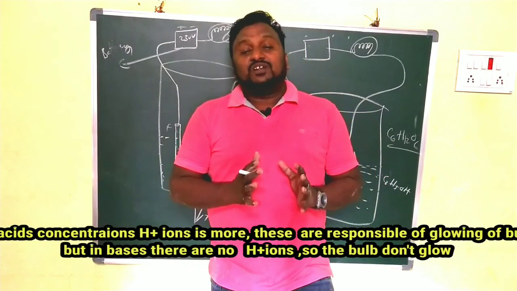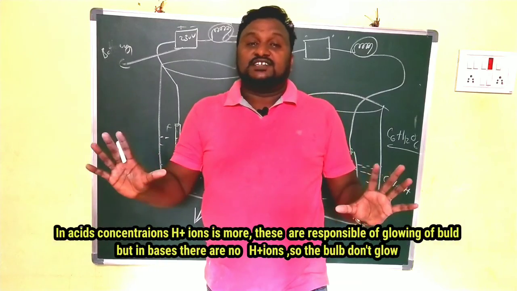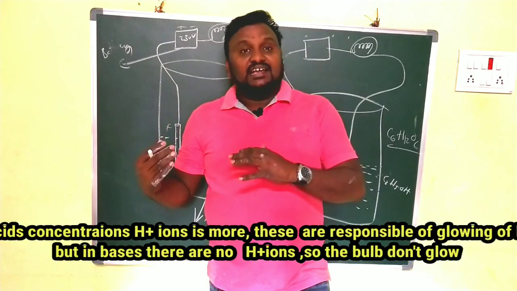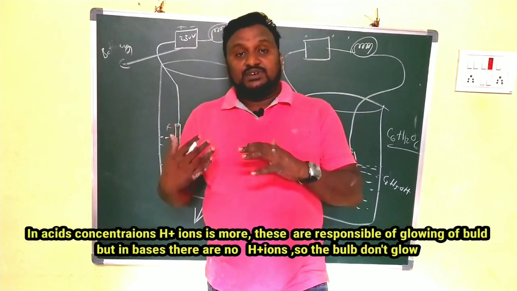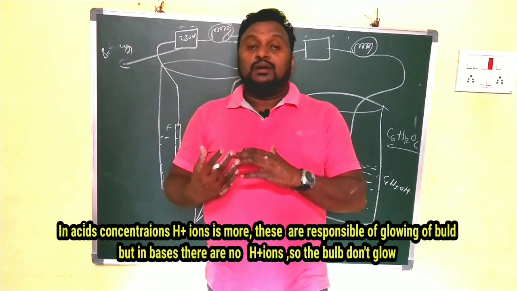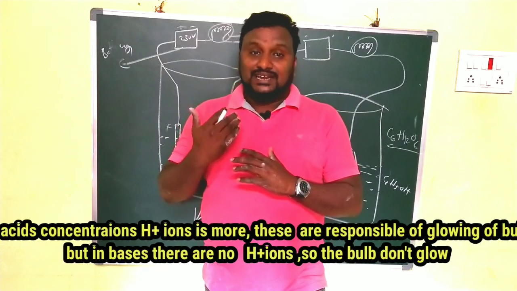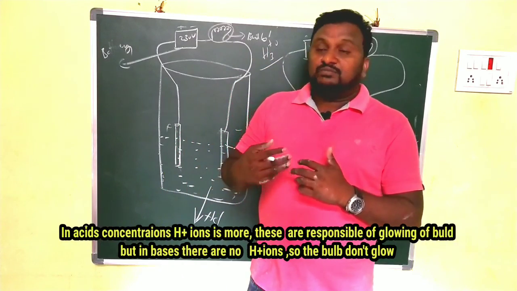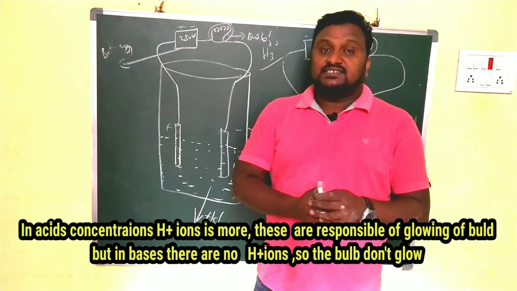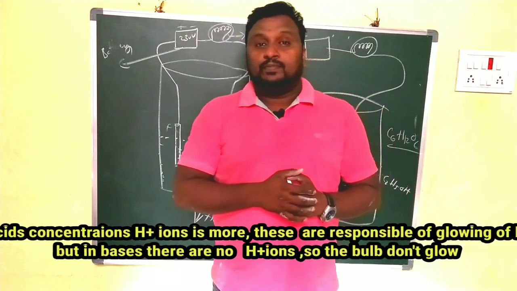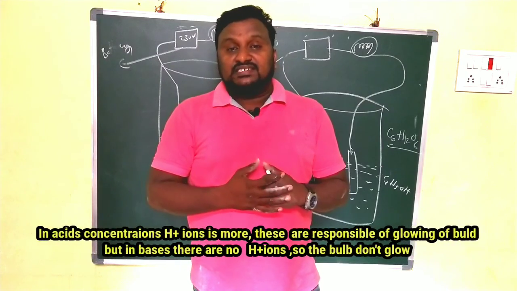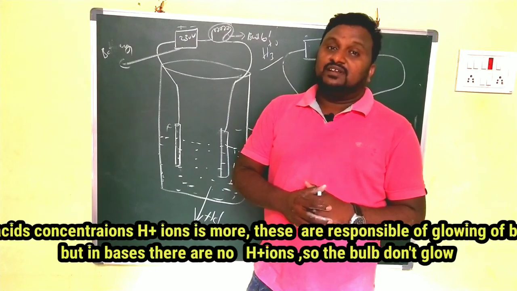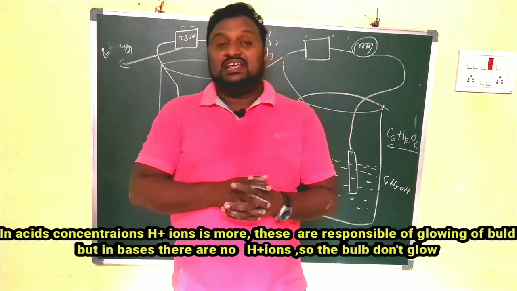Clear? What's the reason for the glowing of the bulb here? Just the moving of ions, H plus ions and H3O plus ions. So in acids we have a number of H plus ions, and they are responsible for the glowing of the bulb, and the circuit should be closed at that time only. Clear? If we take a more concentrated, strong acid, then the intensity of the bulb will be more. If you take acetic acid, which is a weak acid, the intensity of the bulb will be less.